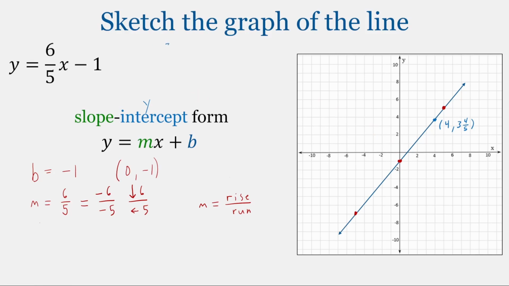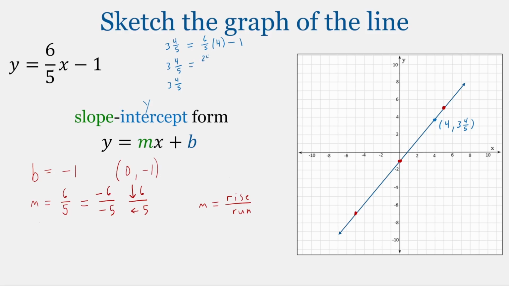Our y value is 3 4/5, equal to 6/5 times x. Our x value is 4, minus 1. We're not going to do anything with this left side. I'm just going to continue to bring down this left side. This is equal to 6/5 times 4.